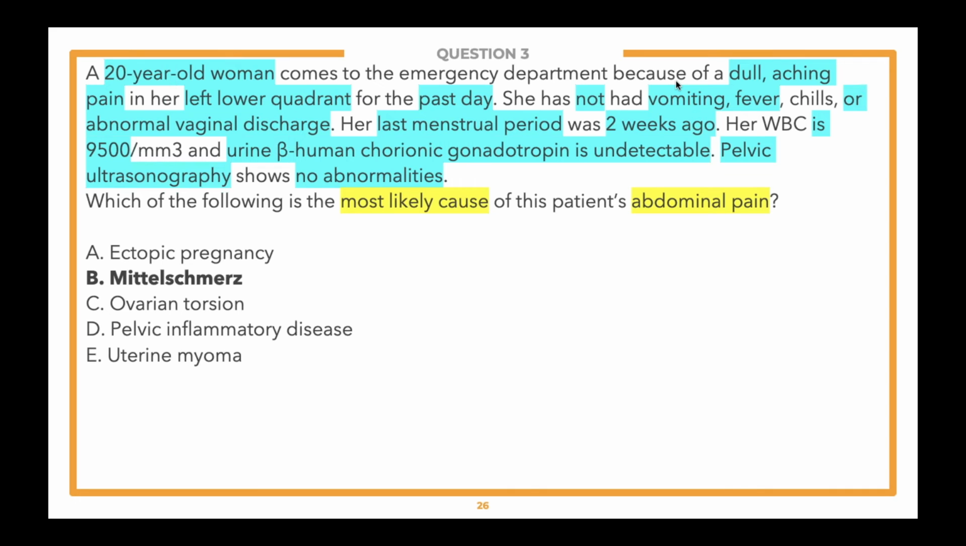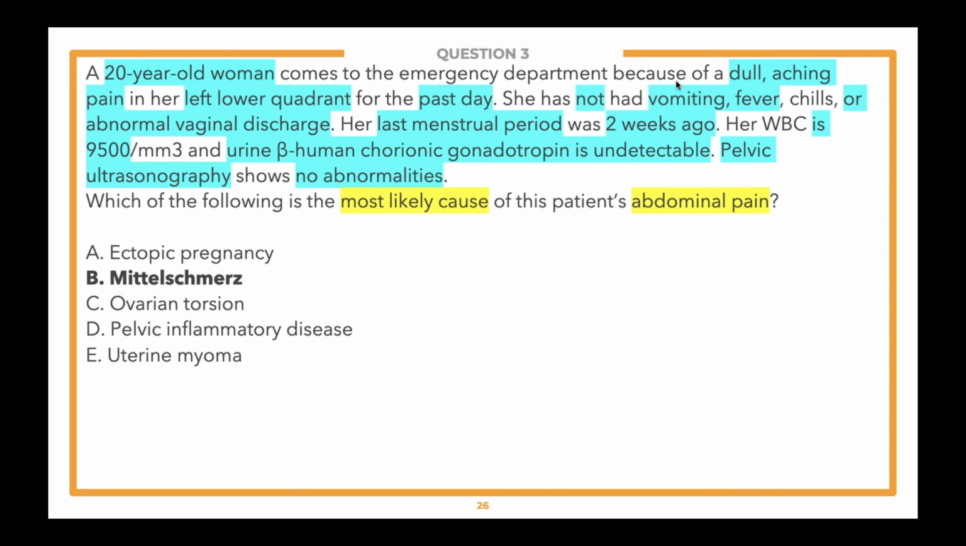She doesn't have any signs of an infection. She doesn't have a fever. She doesn't have leukocytosis, okay? She doesn't have any abnormal discharge. Her HCG is also undetectable, so we know that she's not pregnant. We also know she has a normal pelvic ultrasound, okay? So we can rule out a lot of those conditions that we would want to think about.